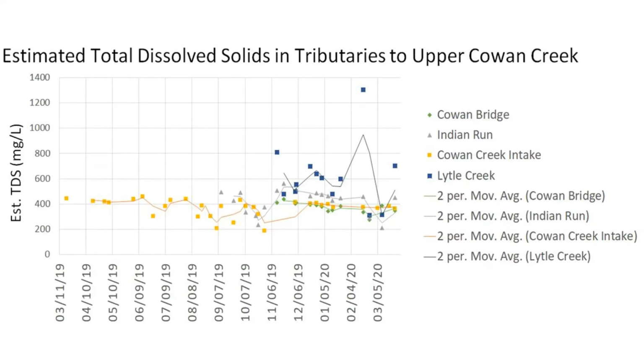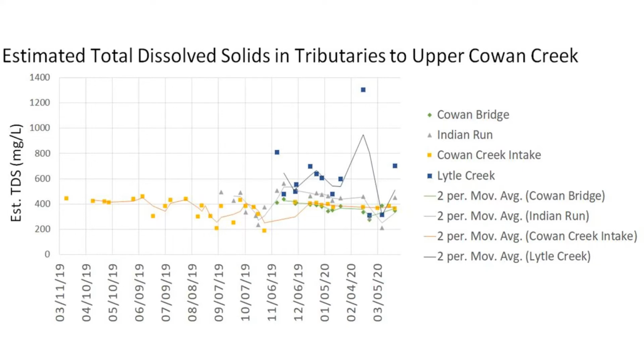If we look at local streams, we have 4 streams. 2 of them are in Cowan Creek, which is a larger stream, mostly draining off of fields and pretty rural area. The other ones, we have Indian Run and Lytle Creek. The Lytle Creek one, you see higher TDS. That's the estimated value from conductivity. You can see that that's higher.